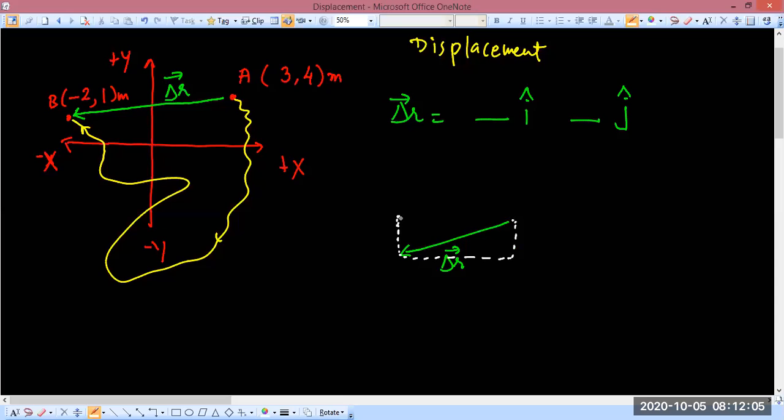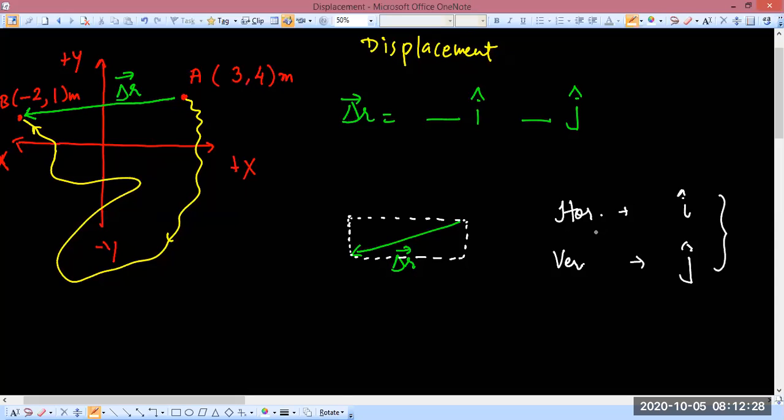Okay, did you understand? So basically, what I'm doing is how much does this have on the horizontal? Remember, the horizontal will go with i caret, correct? And the vertical will go with j caret. Do you understand this? Yes or no?